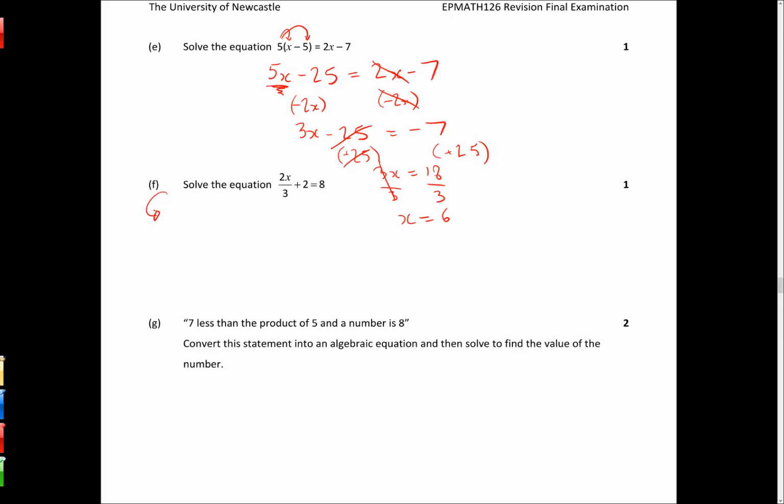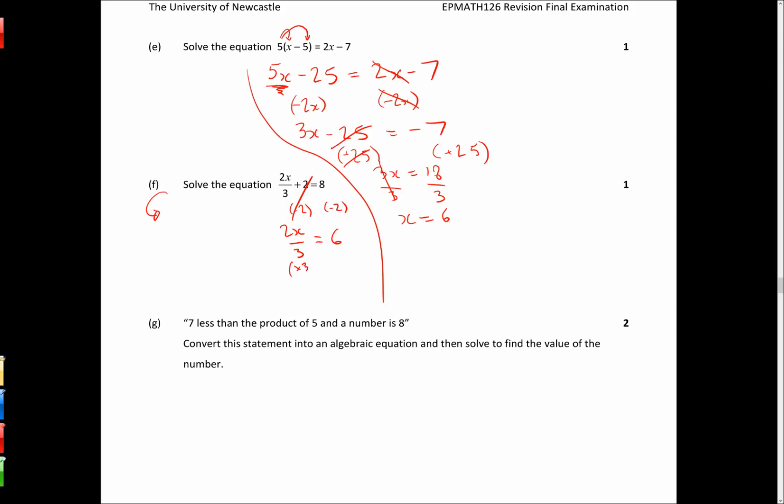Alright, let's try the next one. Solve that equation. 2x on 3 plus 2 equals 8. Well, I could times everything by 3, or I could take 2 off both sides, and I like getting rid of the plus and minuses first. Let's subtract a 2 and subtract a 2. That leaves me with 2x on 3 equaling a 6, because that got rid of that. Okay, we'll now get rid of this divide by 3.